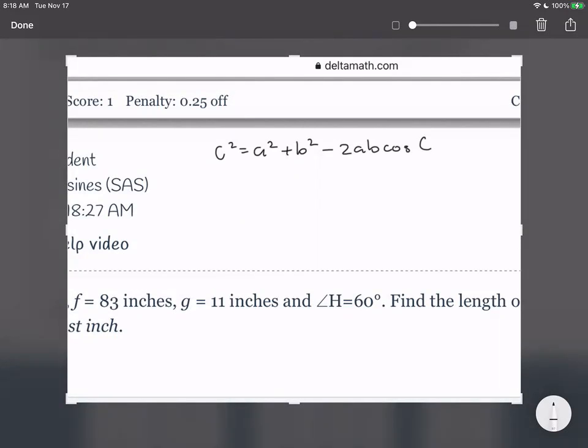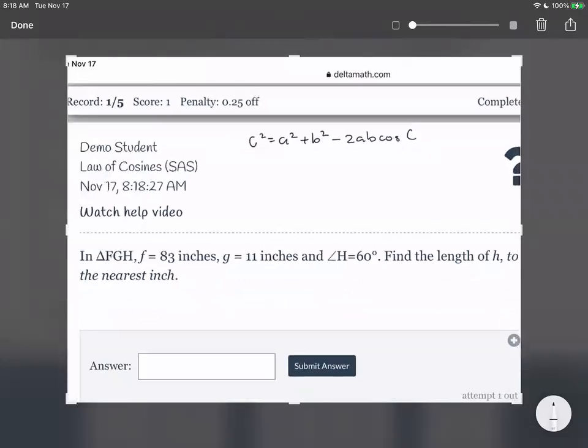Let's draw out our triangle that they gave us. So they gave us FGH. And we have f is 83 inches, and g is 11 inches, and angle H is 60 degrees. Find the length of h. So we want to find this side to the nearest inch.